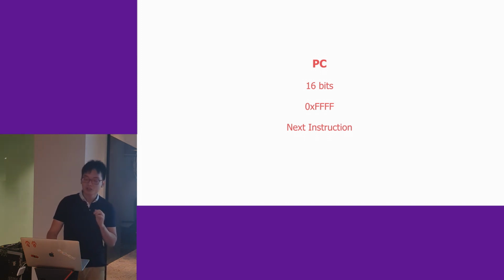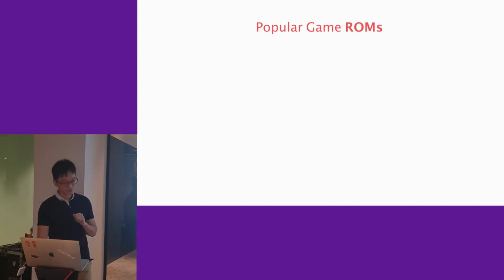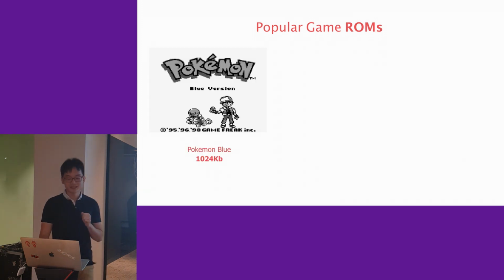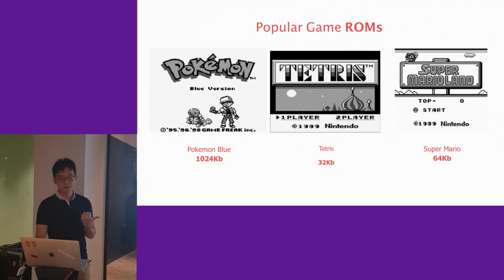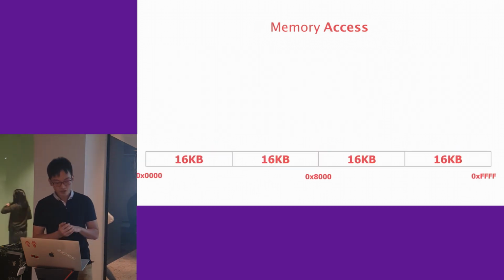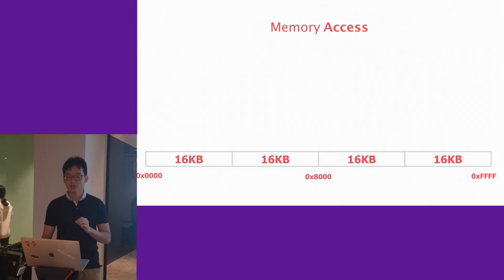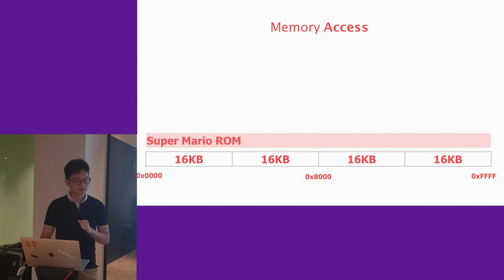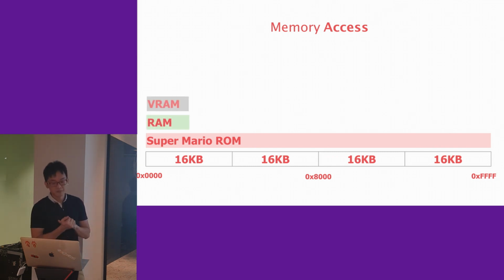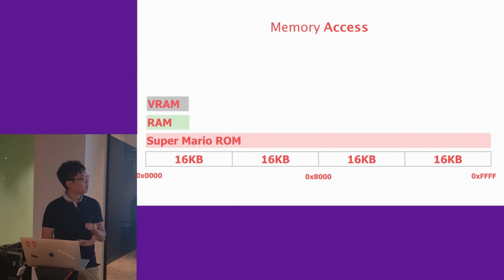So let's take a look at some of the more popular games on Game Boy. Pokemon Blue is 1 megabyte, so it doesn't fit. Tetris is 32 kilobytes, so it definitely fits. And Super Mario is 64 kilobytes, so it kind of fits. If we take Super Mario as our ROM and put it into our addressable space, it fits exactly. Nice, right? But what about the RAM and the VRAM, all of which has to be represented within the same address space?